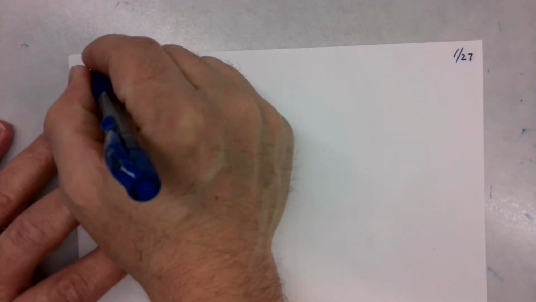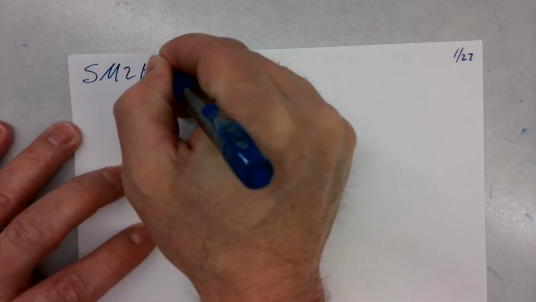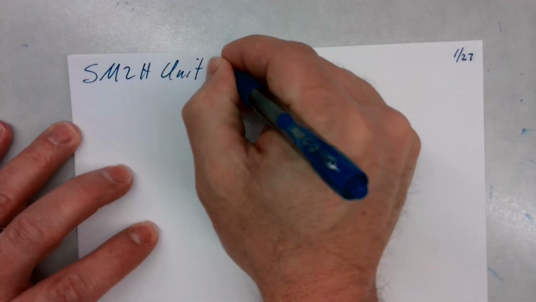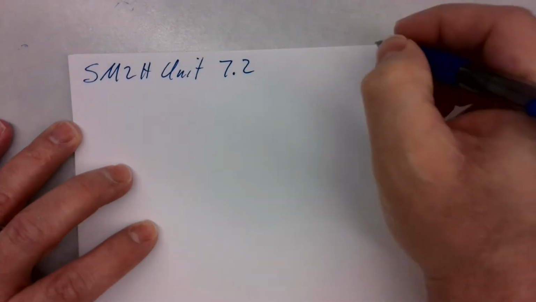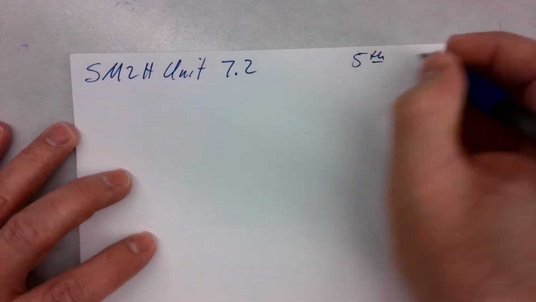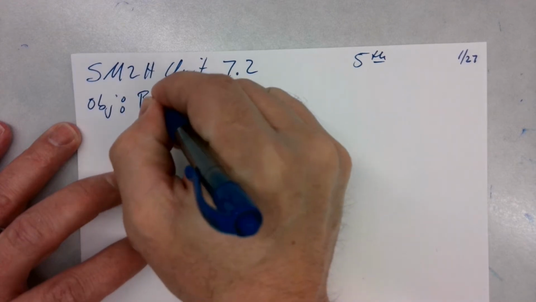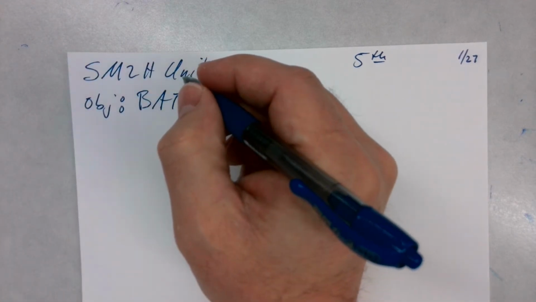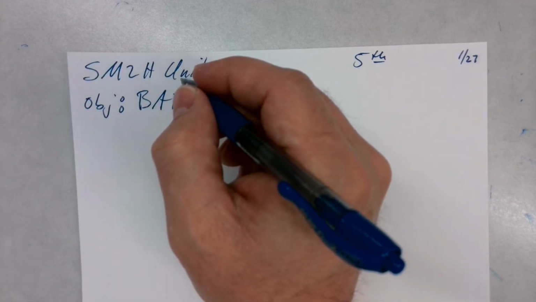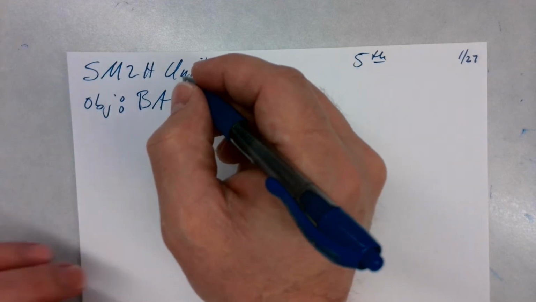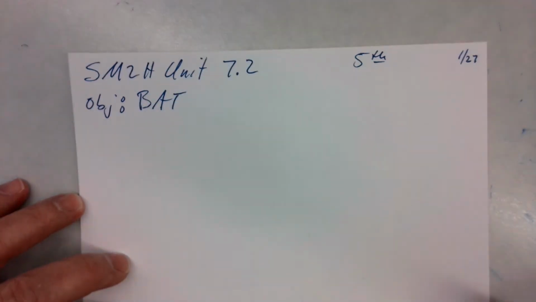Alrighty, and this is SM2H Unit 7.2. This is 5th period, and our objective is going to be able to... What? Well, I said that, but then nobody said anything, so I thought, well, maybe we're good. Yeah, we're good. Shh. Quiet.